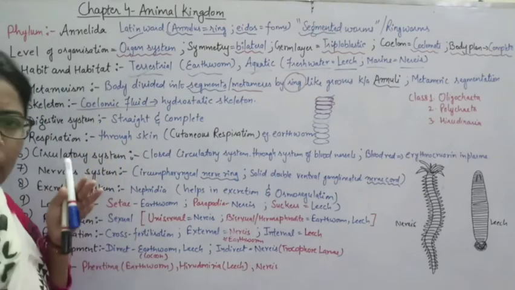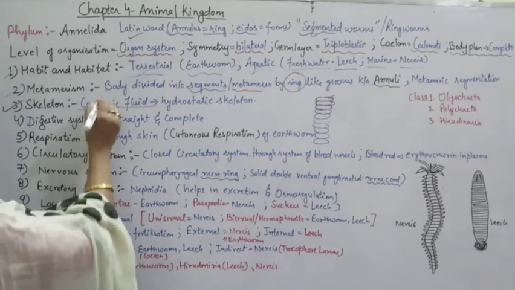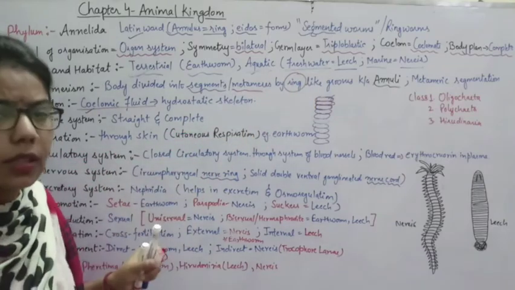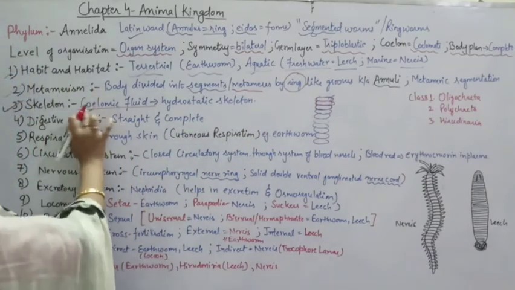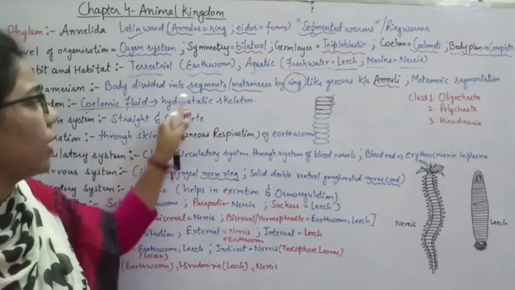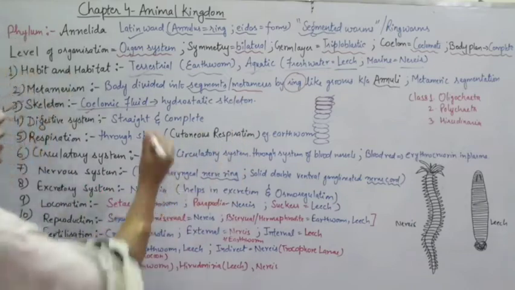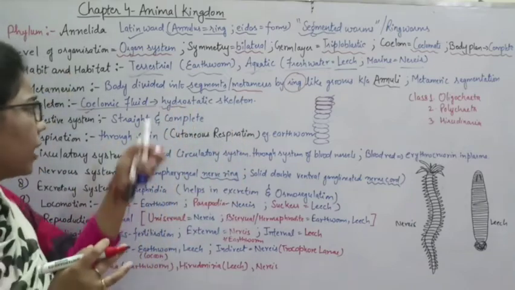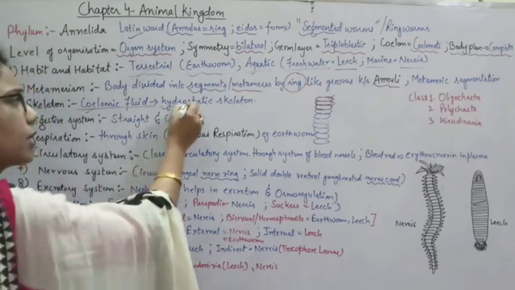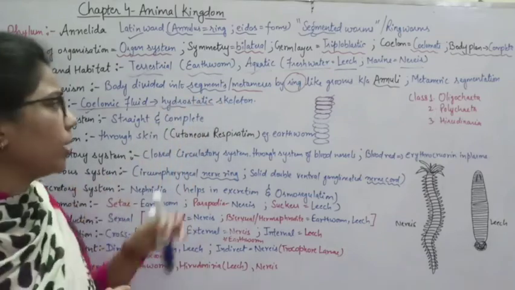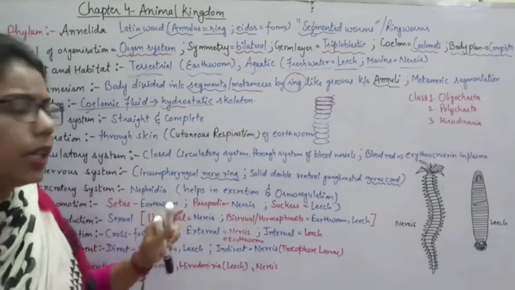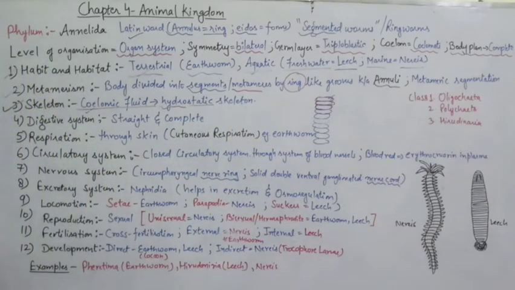There is no bone structure that provides the skeleton; in its place, what is there? Coelomic fluid. We know that it is coelomic, it has a proper space. A body cavity is present in annelids, so what is that body cavity filled with? Coelomic fluid. And it acts as a hydrostatic skeleton. It means hydro is related to water, and this water-like thing present in the coelomic fluid provides balance. Static means we can balance our body or stiffen our body with the help of this hydrostatic skeleton, right? So that type of skeleton is present in Annelida.